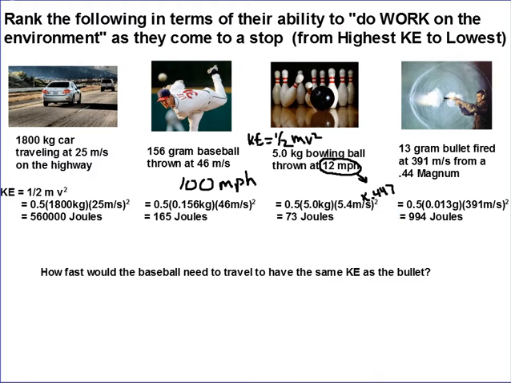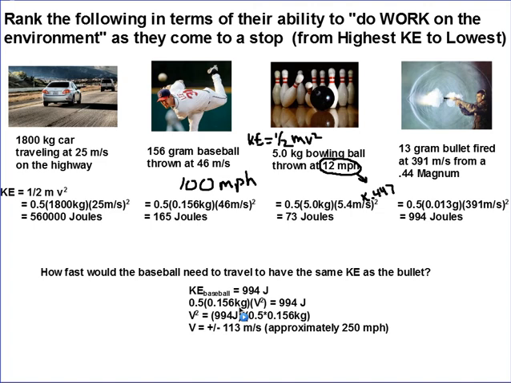And to do that calculation, I'm going to set the kinetic energy of the baseball equal to the kinetic energy of the bullet, and then solve that for V. And if you follow along with that mathematics, you'll see that V is just plus or minus the square root of this value up here. That'd be plus or minus 113 meters per second. That's about 250 miles per hour. That's a major league throw. More than likely not going to be able to do that ever. So 113 meters per second, very high speed. You should be able to do this kind of calculation.